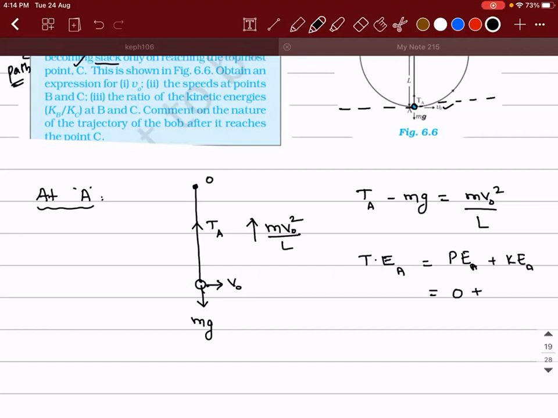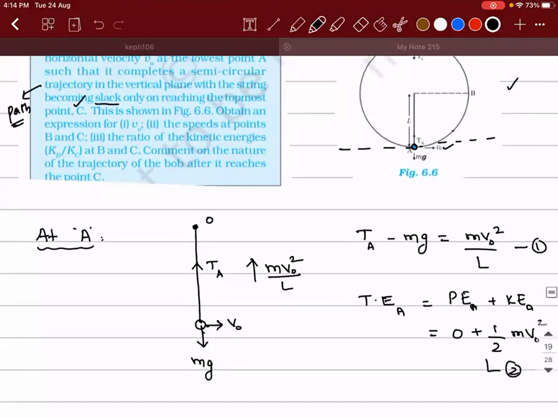What is the kinetic energy at point A? It is half into m into v0 square. Correct? So let this be equation number 1. Let this be equation number 2. Please note down till this point.